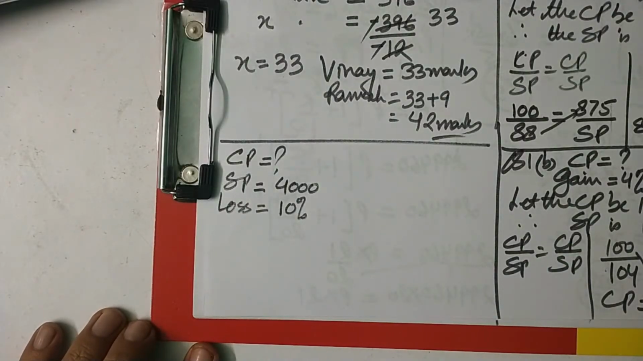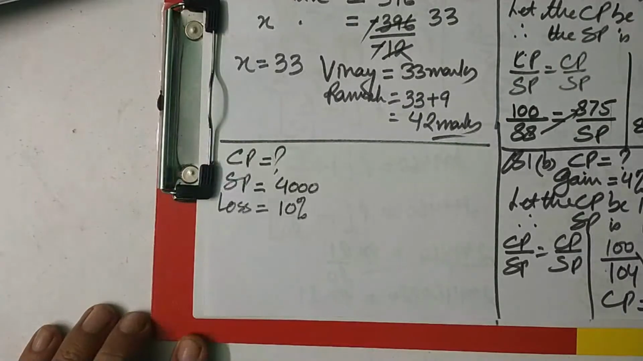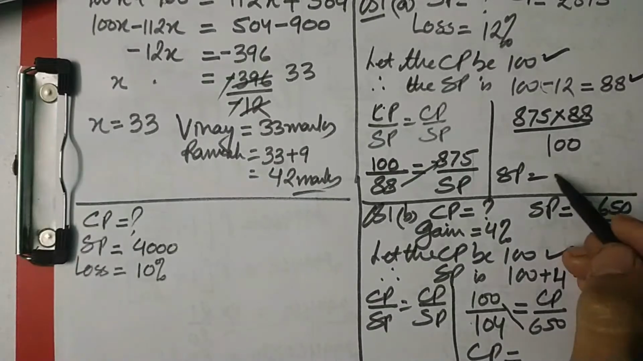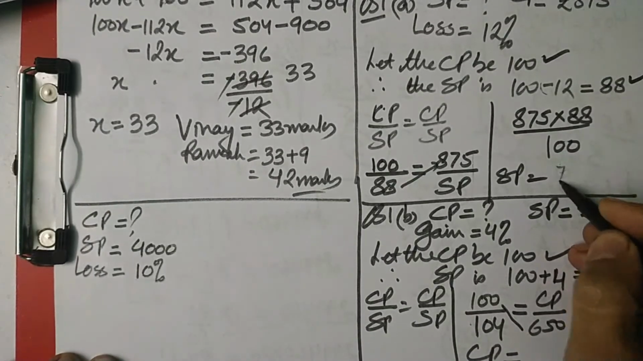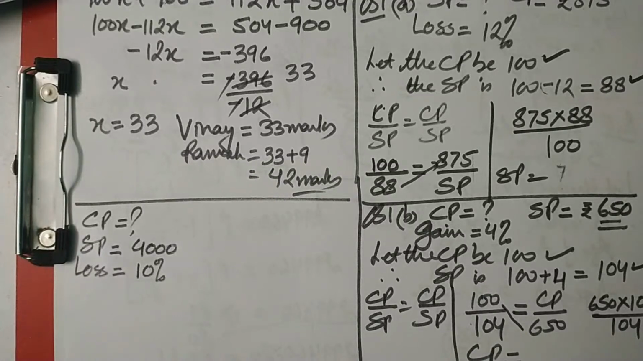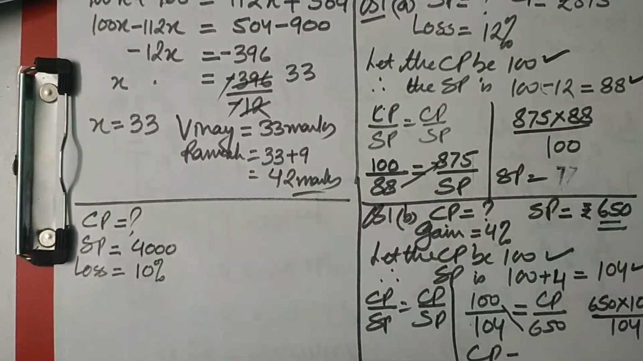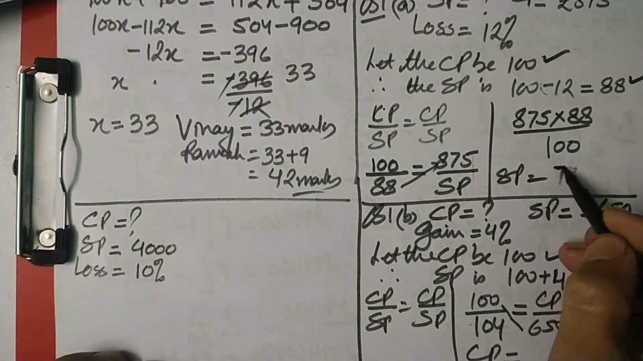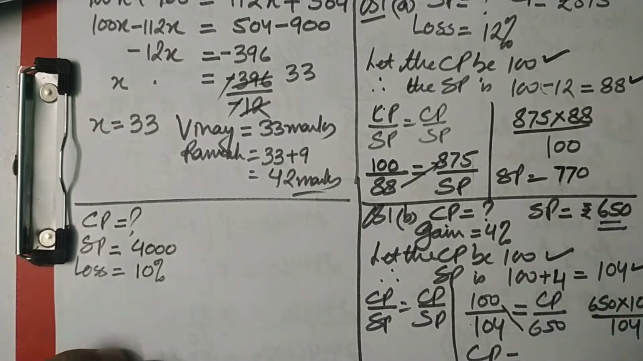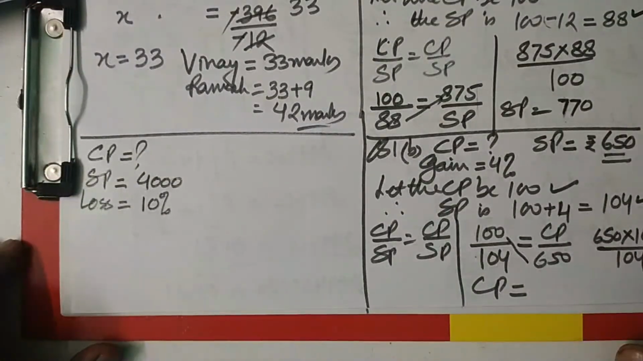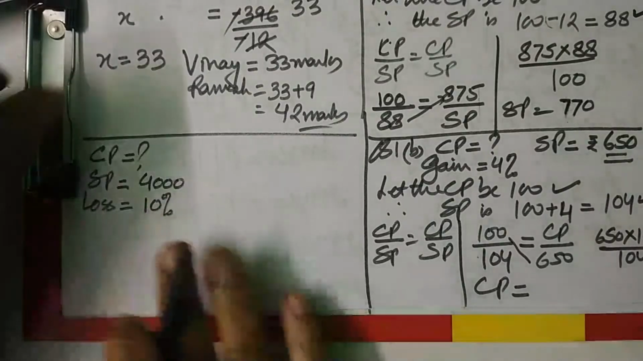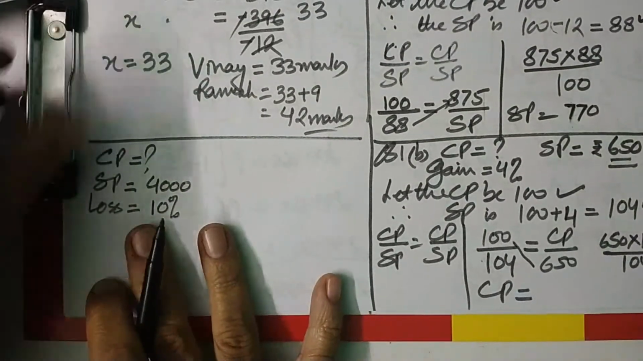Okay, you calculated 770. Yes, the selling price is 770. So you got the answer 770. And what is the cost price of this question? What is the cost price? Type CP is equal to how much? After that, try to do this question.